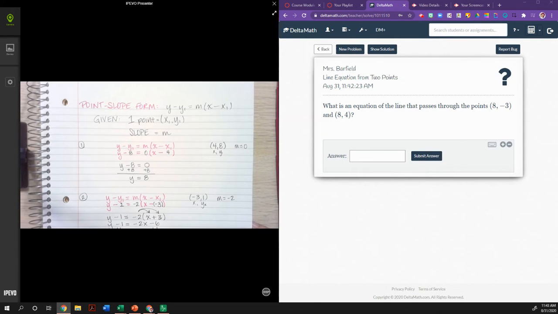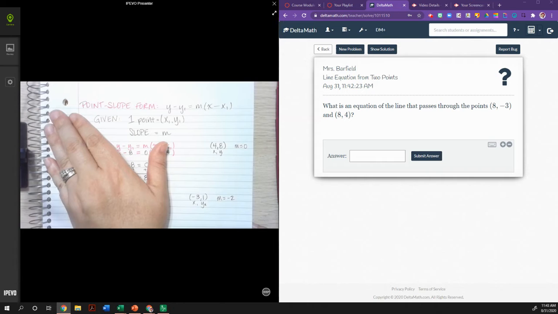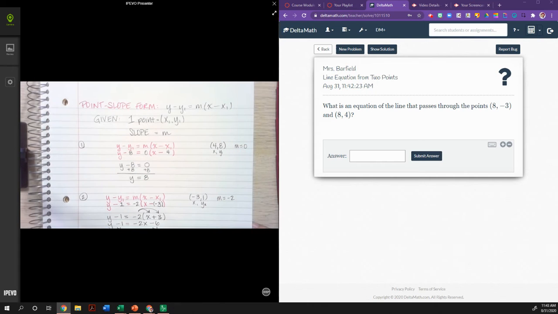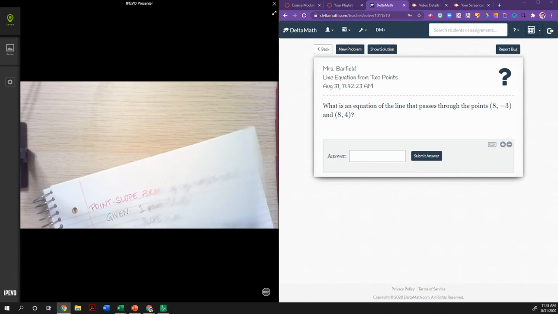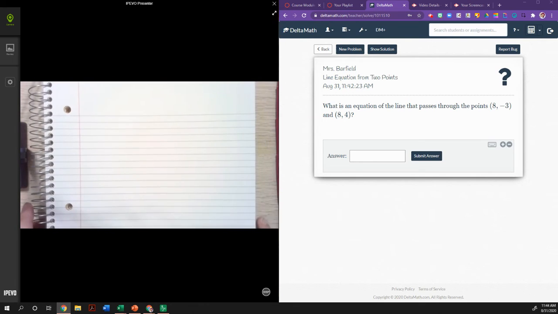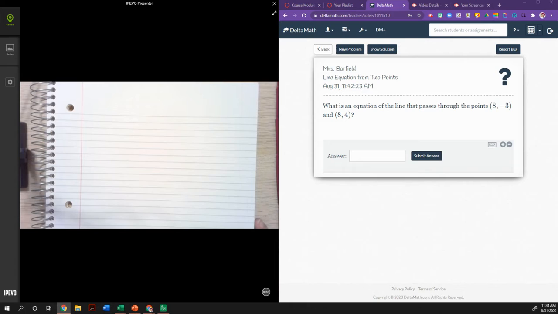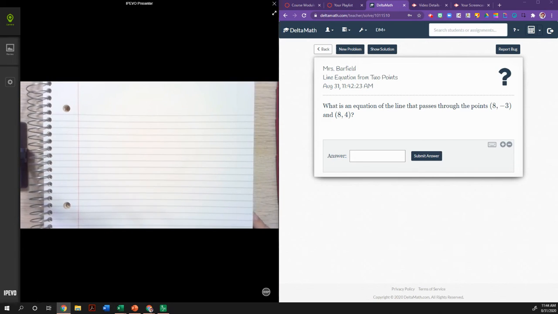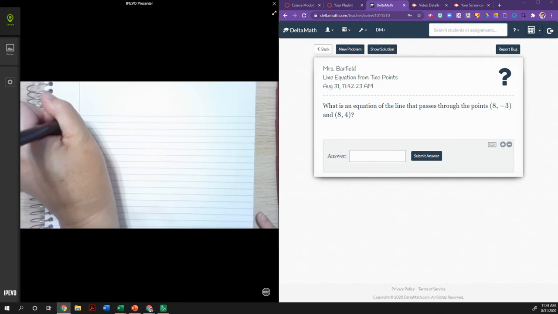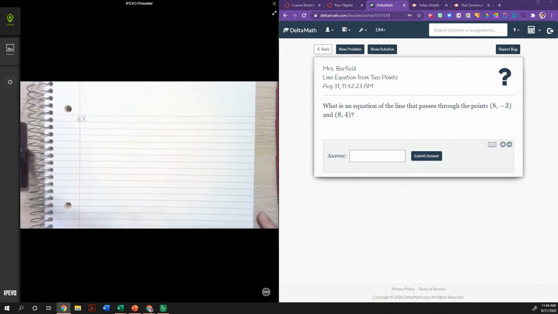All right, you guys. So we're going to be looking at the same formula, okay? But the problem is slightly different. So I'm going to go here to a new page. It says, what is an equation of a line that passes through the points (8, -3) and (8, 4)? All right, so this is why we started the lesson with the review of the slope formula. So in order to solve this problem, I'm going to need both formulas.